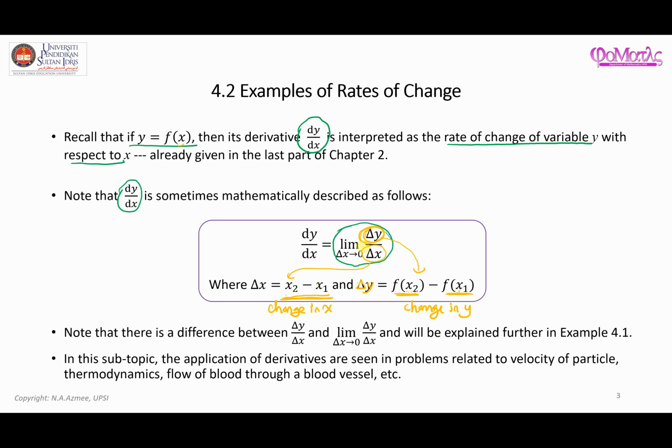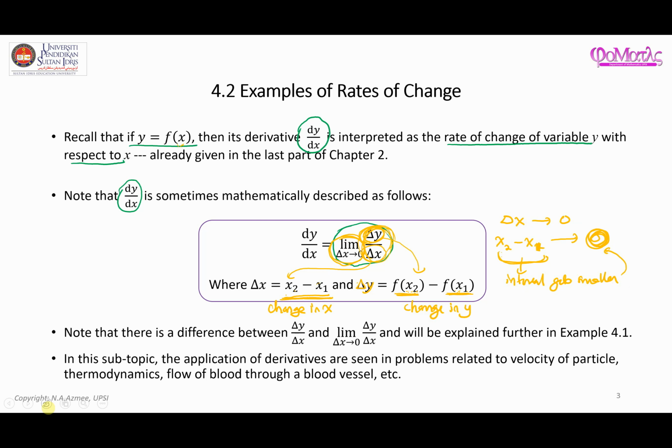Next to this expression we have the term limit as delta x approaches 0. In other words, you want to know the behavior of this when delta x approaches 0. Delta x approaching 0 means the change in x, which is x2 minus x1, gets closer and closer to 0, which means the interval gets smaller and smaller, and eventually it's going to be very close to 0. So that's the idea.